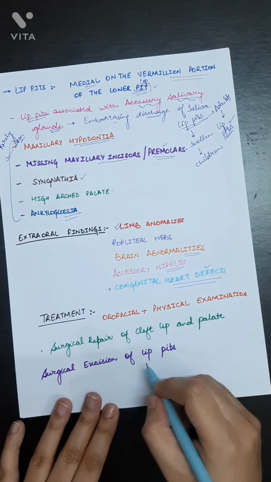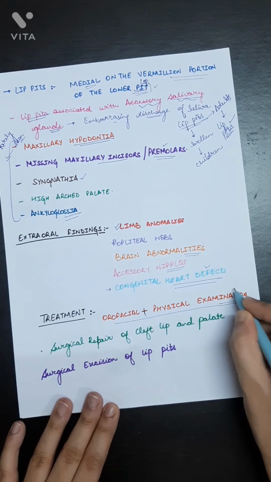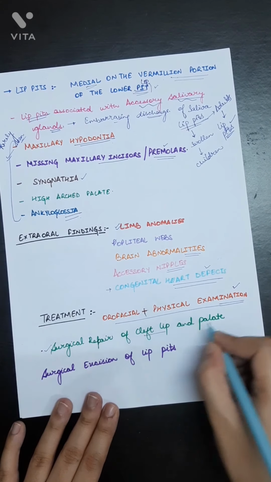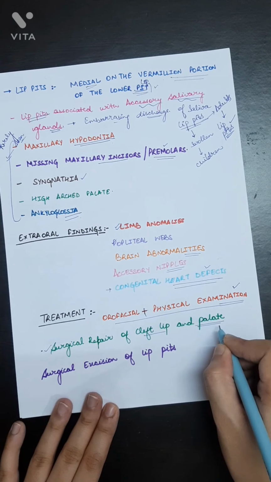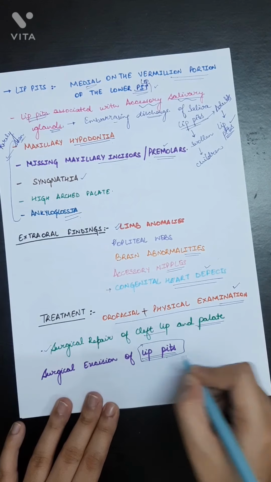So the treatment includes orofacial and physical examinations should be done firstly. After that, surgical repair of cleft lip and palate should be done. Surgical excision of the lip pits is necessary.